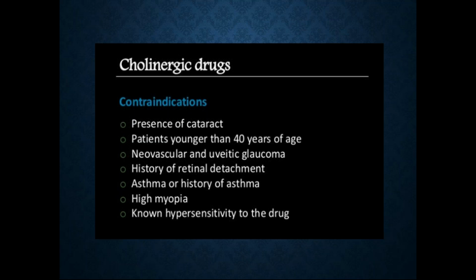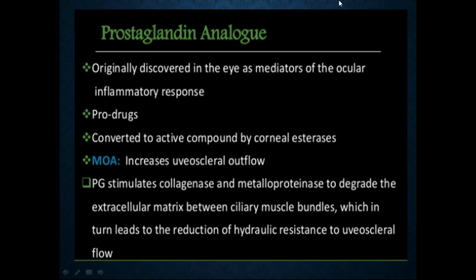In asthma patients, we should not give beta blockers and cholinergic drugs. Also in high myopia and hypertensive patients with known hypersensitivity. And coming to the next group of anti-glaucoma drugs: prostaglandin analogs, right? Prostaglandin analogs.